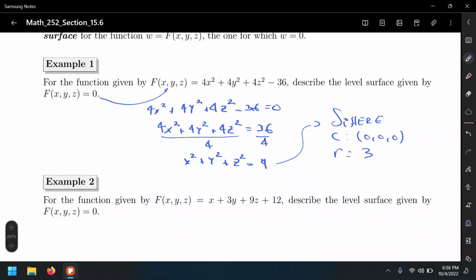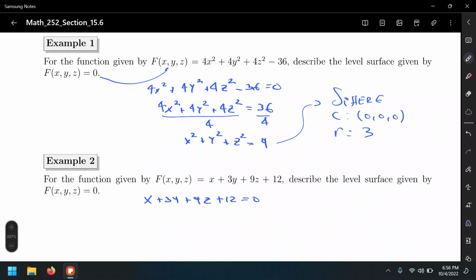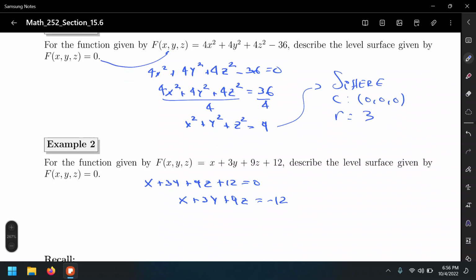We have f of x, y, z equals x plus 3y plus 9z plus 12. So x plus 3y plus 9z plus 12 equals 0. Let's just have that constant term on the right-hand side. There's not much to do about this equation. However, we can identify what surface this is. My hint is to look at the exponents of each. It's a plane, right? Because all the exponents are one.